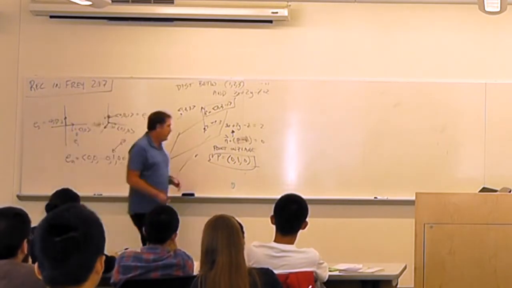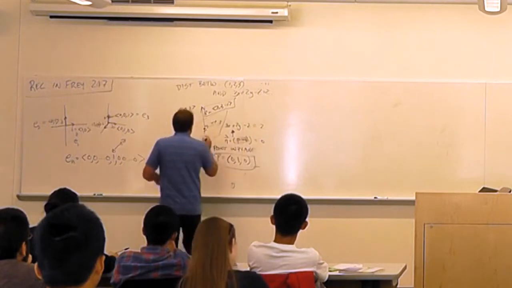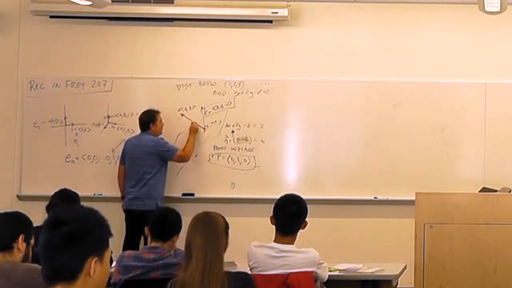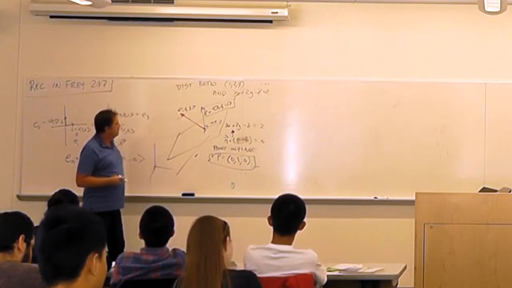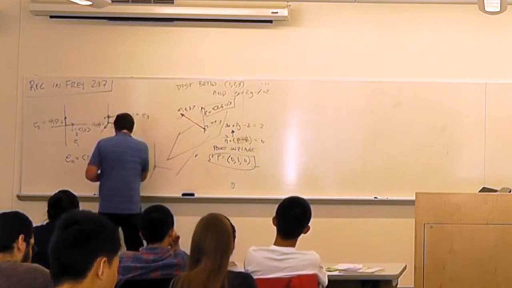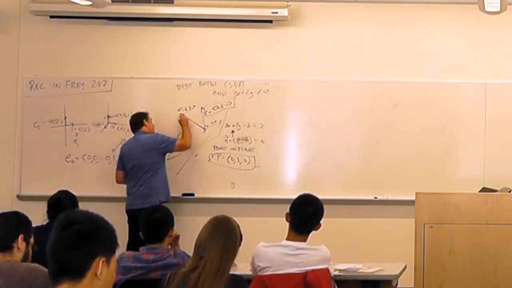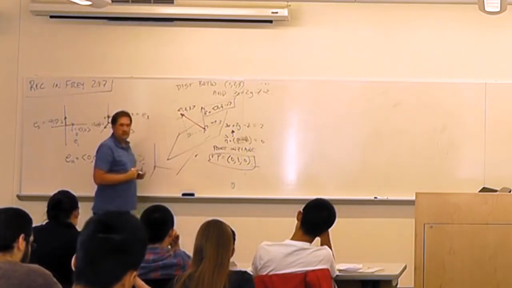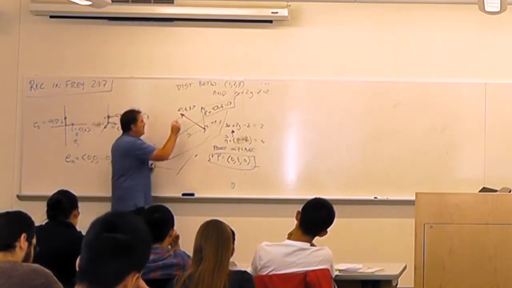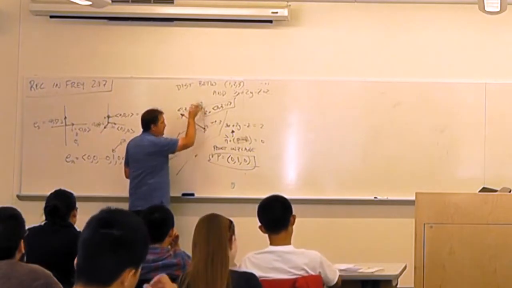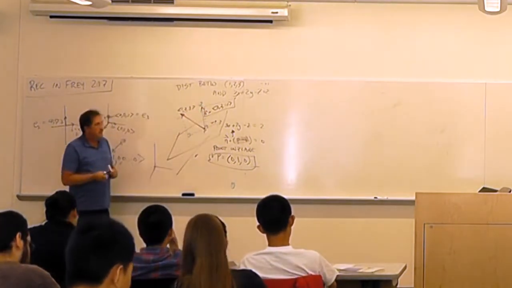Right. So if I start using colors, if I take this vector from p to 1, 2, 3, then what I want is this perpendicular distance here, which is the same as this distance, if I make a rectangle there.